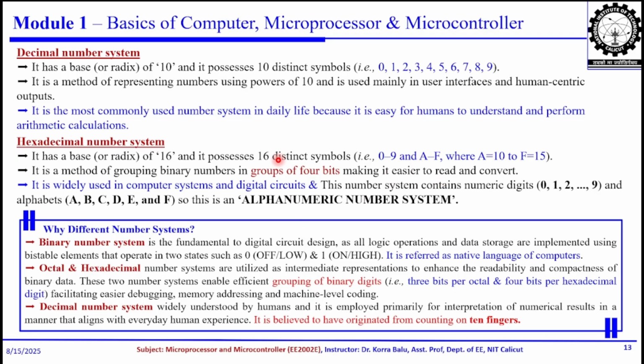So why are different number systems there in digital systems? The binary number system is fundamental to digital circuit design, as logic operation and data storage are implemented using bistable elements that operate in two states, such as zeros and ones. It is referred to as the native language of computers.